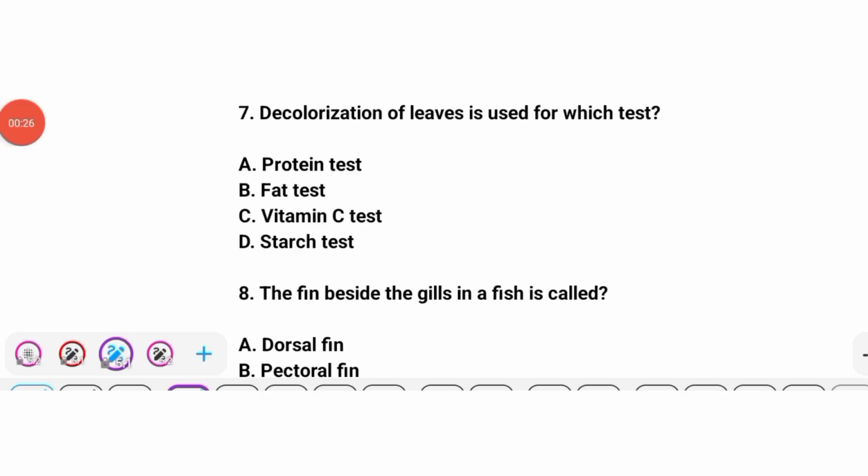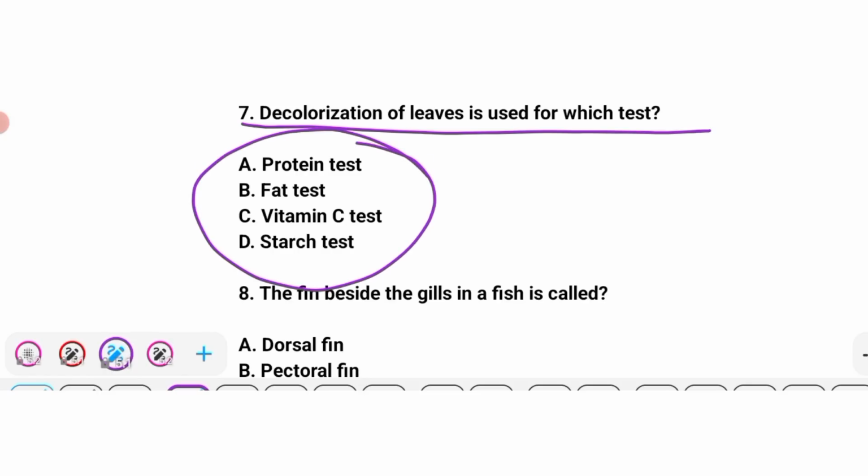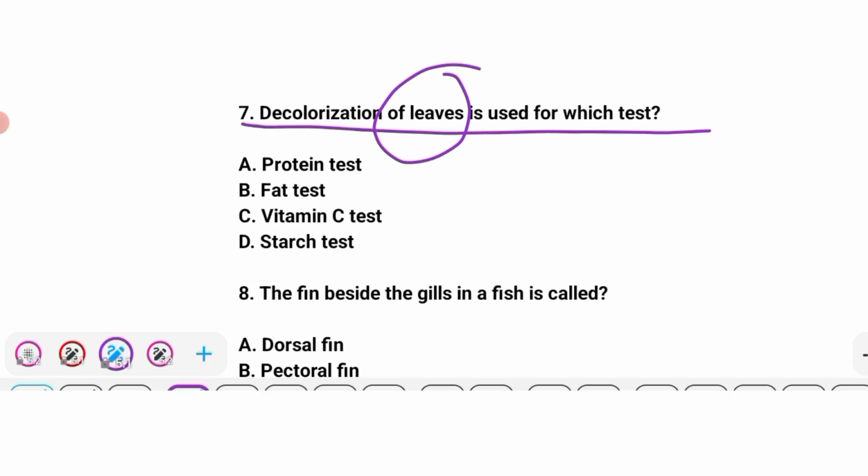For the next one, the decoloration of leaves is used for which test? To go through all these options, first of all, we need to know how these are tested in a leaf. The first one is protein test. Protein test in leaves follows a non-destructive technique. For the leaves to be decolorized, that means you are using a destructive technique. So this is out.